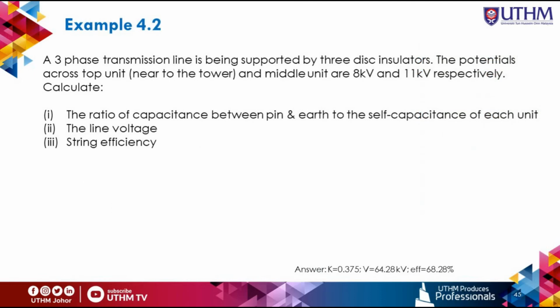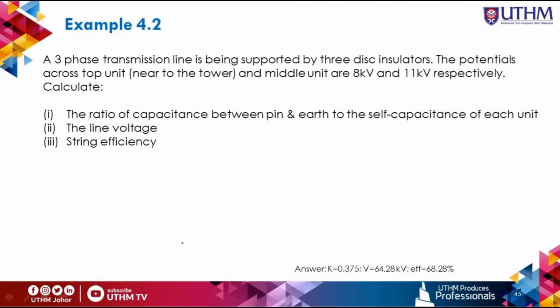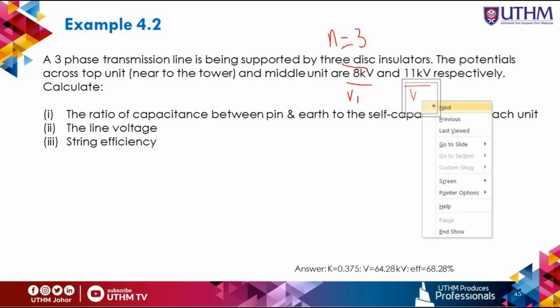Next we go to example 4.2. A 3-phase transmission line is being supported by 3 disc insulators, which means that N is equivalent to 3, same as the previous example. The potentials across the top unit, which is near the tower, and the middle unit are 8 kV and 11 kV respectively, meaning that 8 kV is V1 and 11 kV is V2.